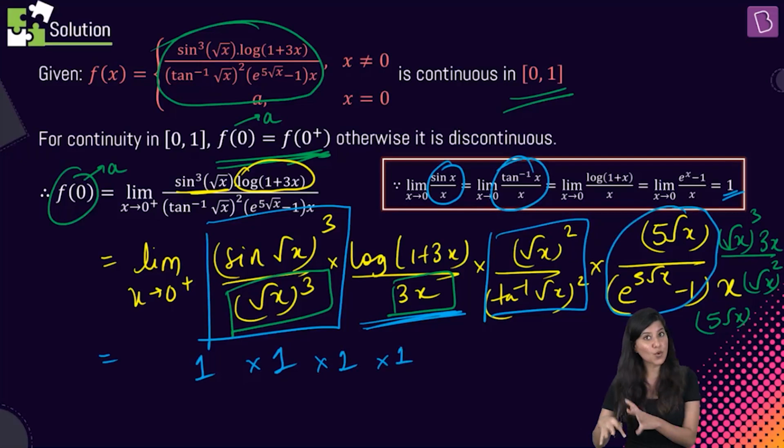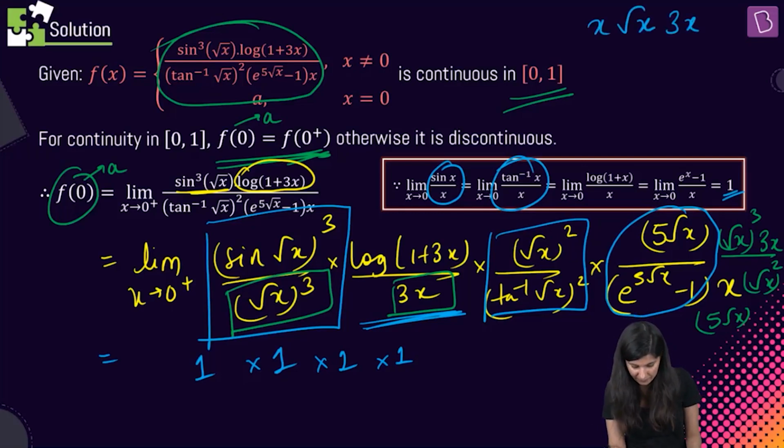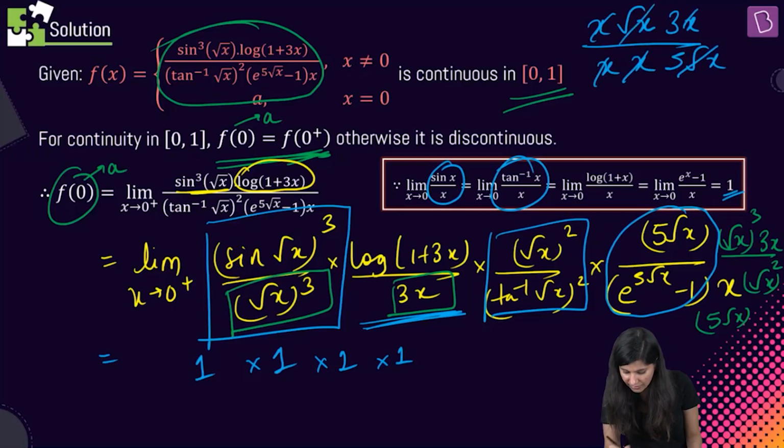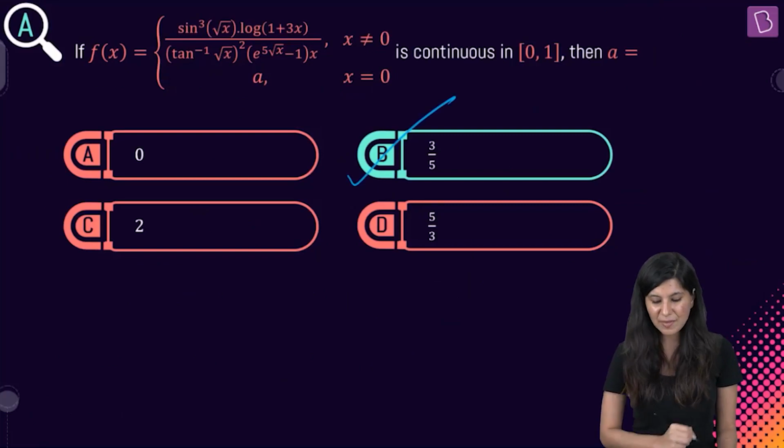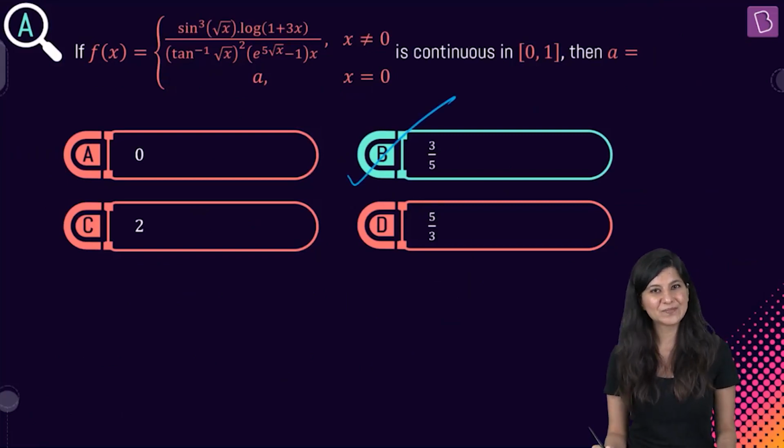We are actually left with so many x. Let's calculate how many x are left. So this is root x cube. Root x cube is nothing but x root x, sorted. Then we have 3x. Then we have an x already in the denominator. Then I have root x square, that means this is x. And then we have 5 root x. So all the x are gone here actually, and we have 3 by 5. So A is clearly 3 by 5. We've got the answer. A is equal to 3 by 5, which is matching with option B.